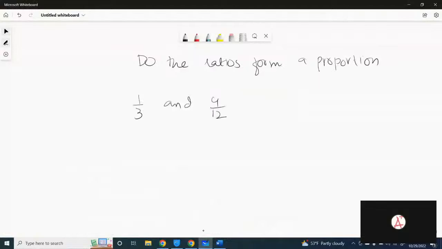So whenever the fractions are equivalent, they form a proportion. Got it? So equivalent ratios have the same values. To determine whether both fractions are equivalent, you have to compare them using a common denominator. Got it?